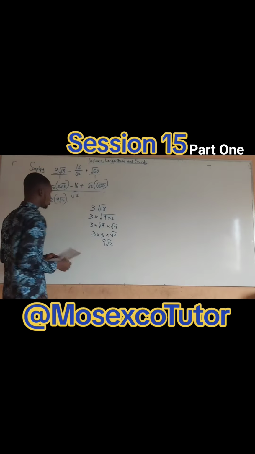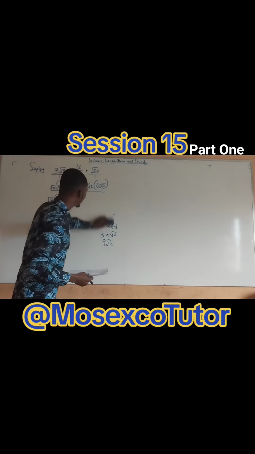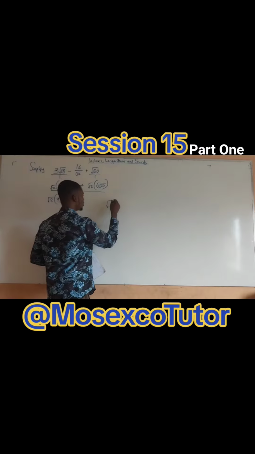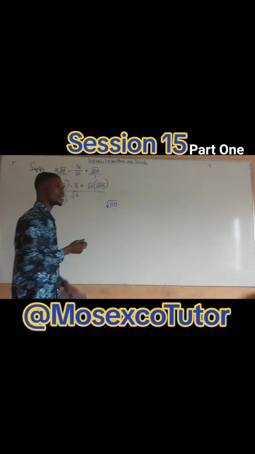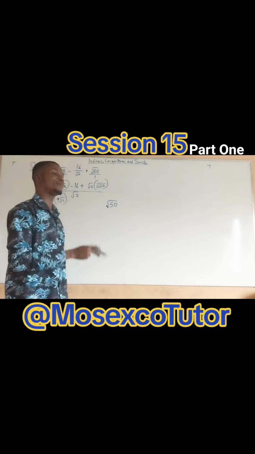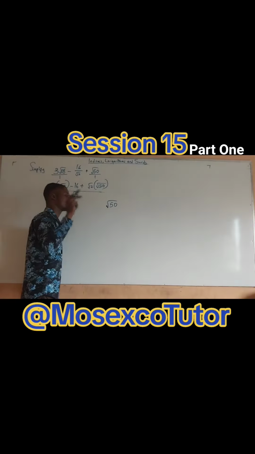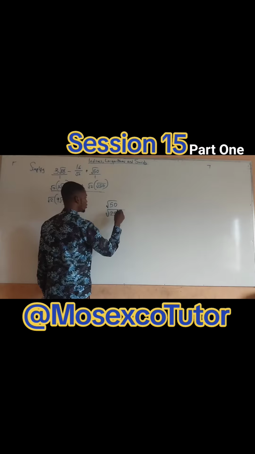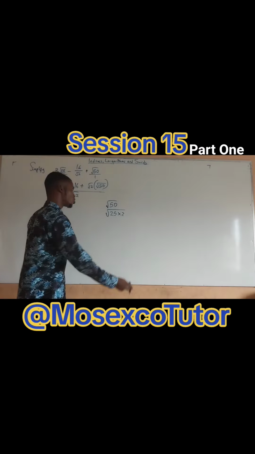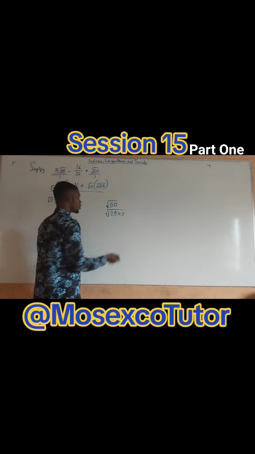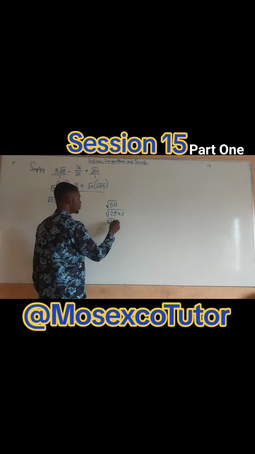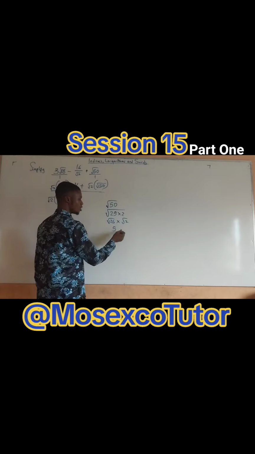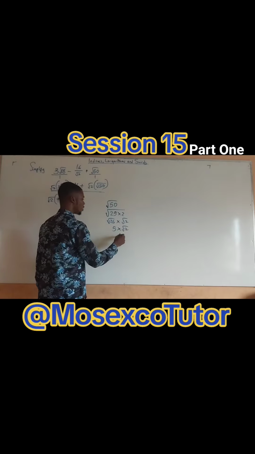Then the other one, which is the square root of 50. Dealing with the square root of 50, what are the two numbers we can multiply together to give us 50? One a perfect square, the other a figure. That's 25 and 2. 25 times 2 is 50. So if we separate, we have root 25 times root 2. The square root of 25 is 5. So that's 5 times root 2, which is 5 root 2.